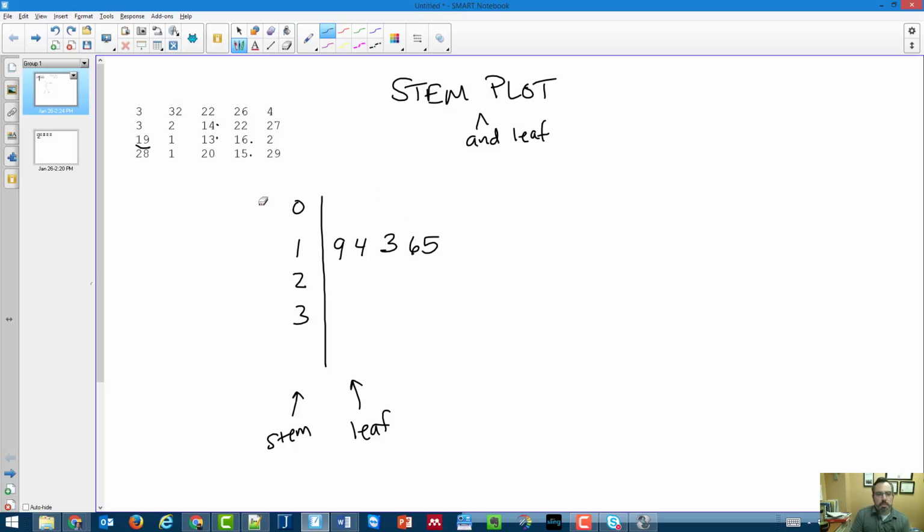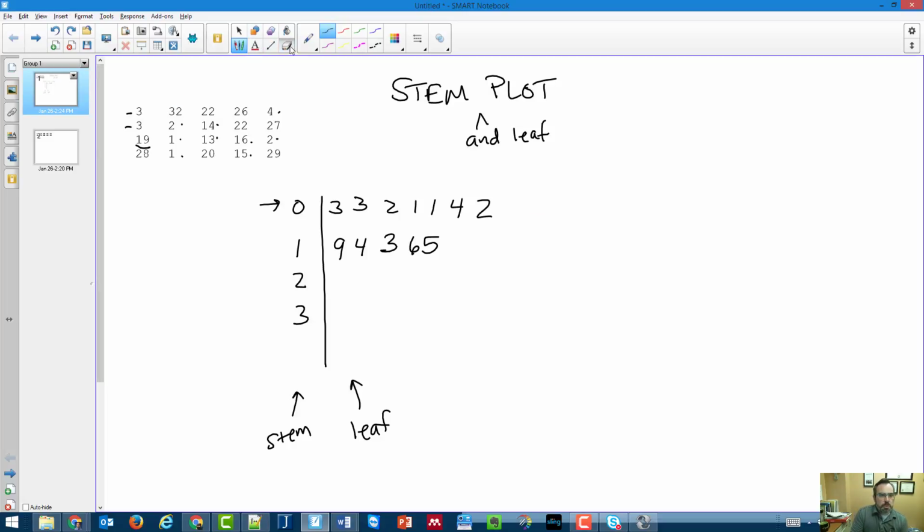Hopefully that makes it a little bit clear what this 0 is. The 0 is when there's nothing in the tens place. So numbers like 3, I got two of them right away. 2, 1, 1. It looks like I have a 4 and a 2. So there's my 0 stem.